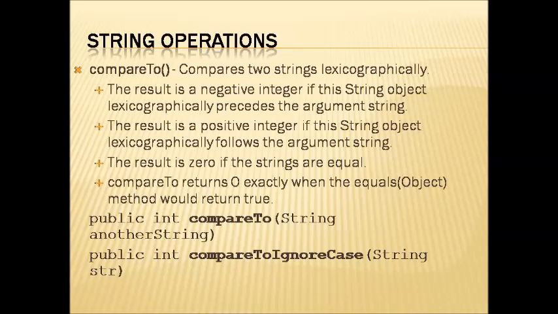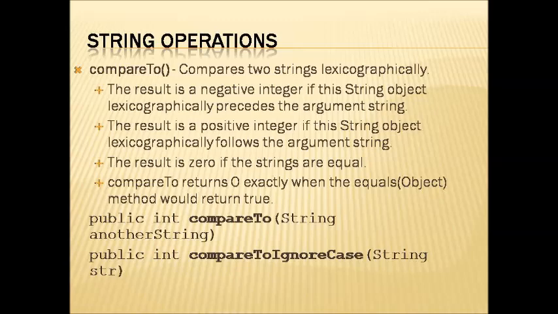If two strings are equal, then it will return a value 0. If two strings are different, it will return an integer value. That integer value is calculated based on the ASCII values of the characters in the string. That is calculated based on the first difference in the characters.